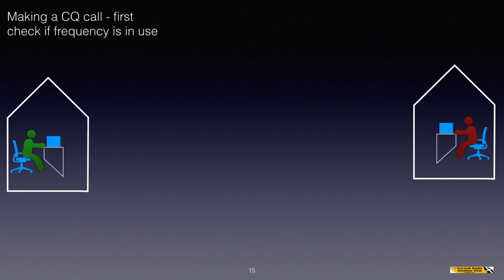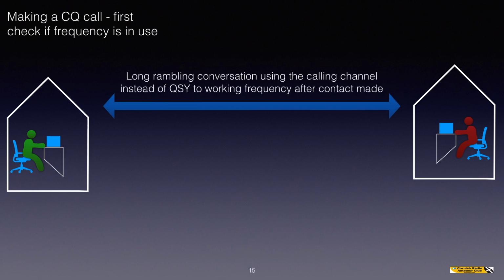So, making a CQ call, first check if the frequency is in use, and you may well make it on the calling frequency. So if you do, and you make a CQ call on the calling frequency, perhaps on VHF on 2 meters, and you have a long rambling conversation using the calling channel, instead of QSY to a working frequency after the contact is made, you will hold the channel up for other people.